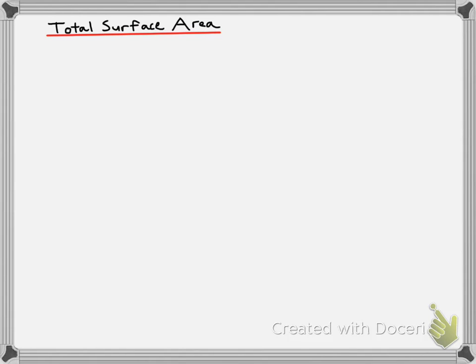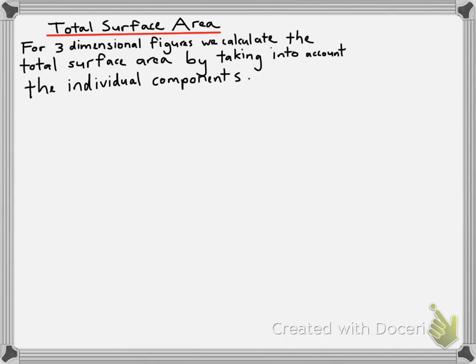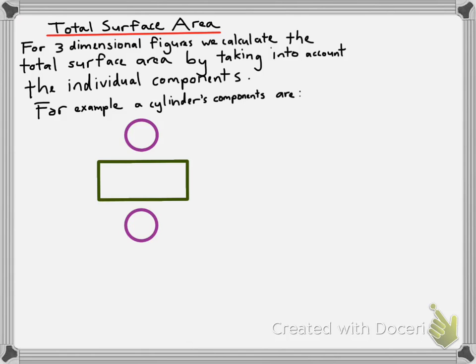In this lesson we're going to look at how to calculate the total surface area of a three-dimensional object. Now for a three-dimensional figure we need to calculate the total surface area by taking into account the individual component surfaces. So for example, if we look at a cylinder's components, we see it consists of two circles and a rectangle.